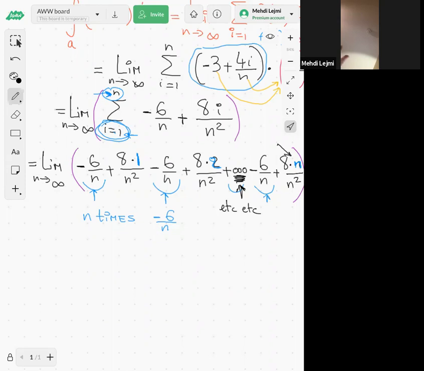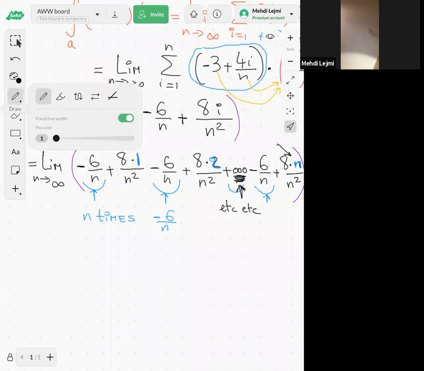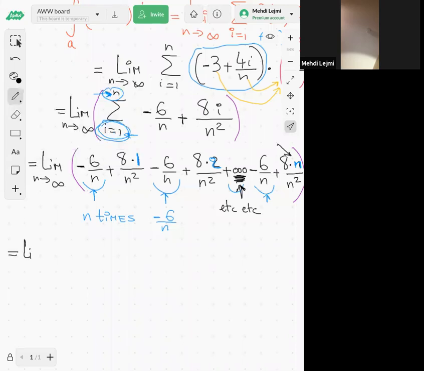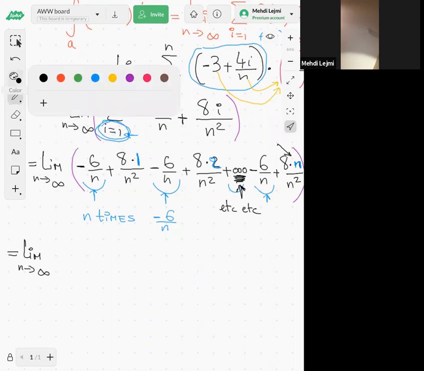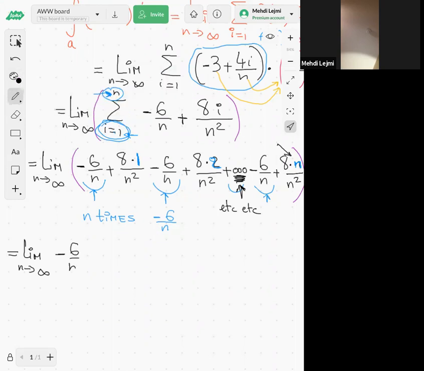So I'm going to have n terms, like 10 terms. So then it means I'm going to have n times this minus 6 over n. Now, let me just write it down here. Again, this is the limit as n goes to infinity. So we said we have this minus 6 over n times, so it's times n, all right?